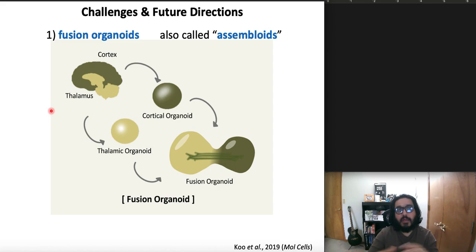So the first future direction is what we call fusion organoids, where we can take two different brain regions, so one would be a cortical organoid and maybe a thalamic organoid, for example, and we grow them separately as separate brain region specific organoids, but then we put them together and see what kind of connections they have and how they talk to each other as brain regions. So this fusion organoid here represents the full brain cortical to thalamic interaction you would see in a true brain. You grow each brain region separately first, and then put them together and see what kind of connectivity you get.